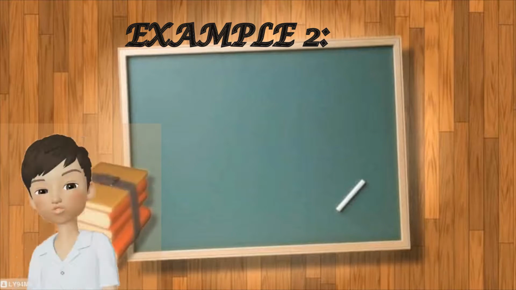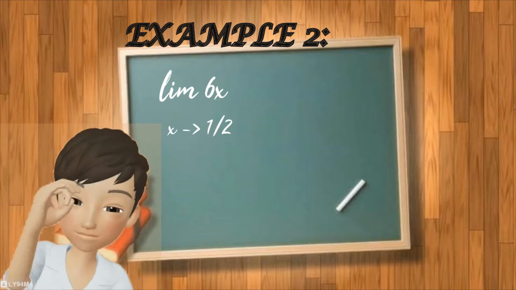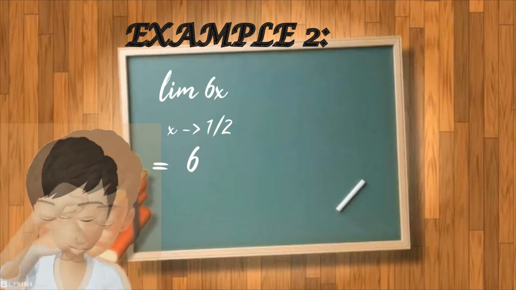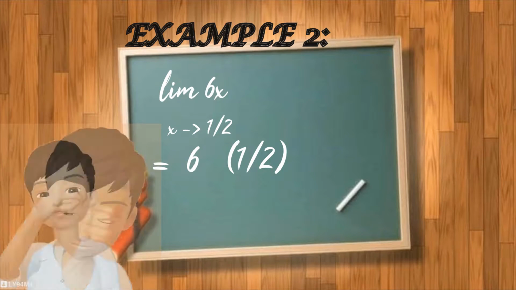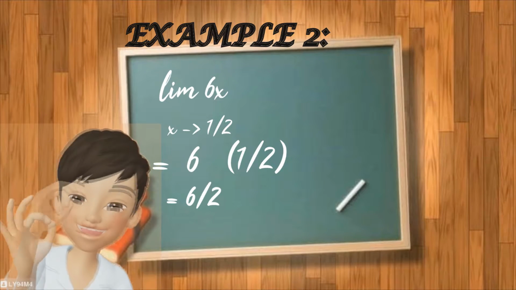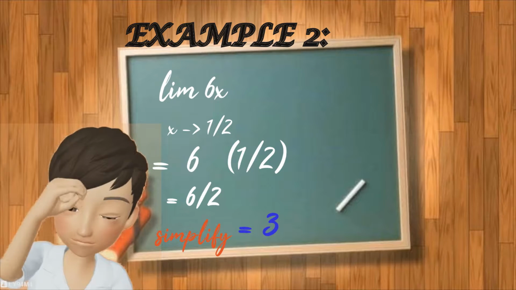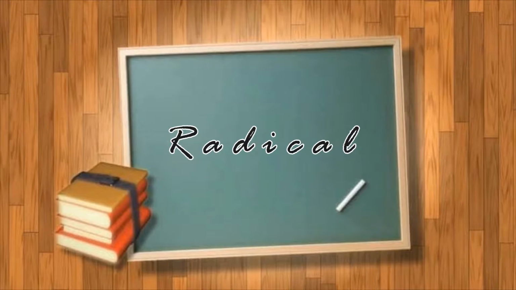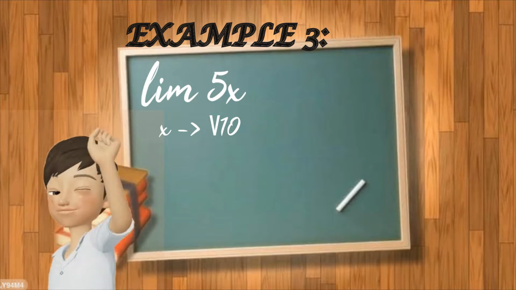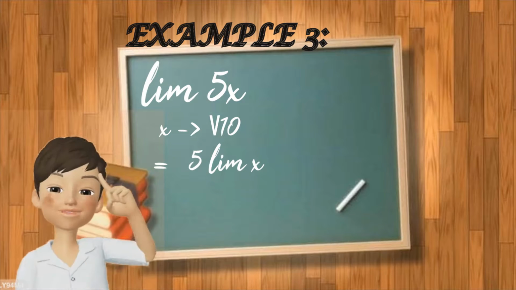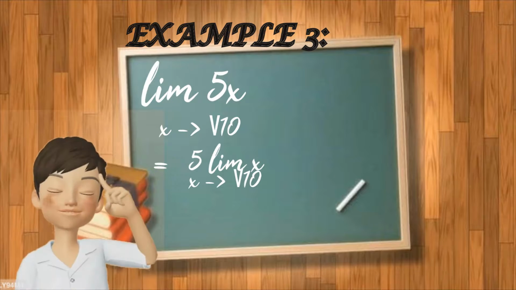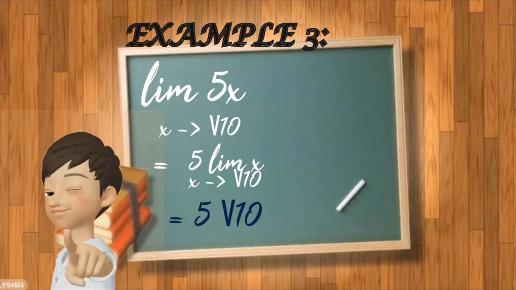Gamit naman ng rational, the limit of 6x as x approaches 1/2 is equal to, nilalabas lang natin yung 6, and the limit of x as x approaches 1/2. So, 6 times 1/2 is equal to 6/2. Simplest form is equal to 3 na. Using radical, the limit of 5x as x approaches square root of 10 is equal to 5 times the limit of x as x approaches square root of 10. Lalabas lang yung 5, tapos ang magiging sagot naman ay 5 square root of 10.